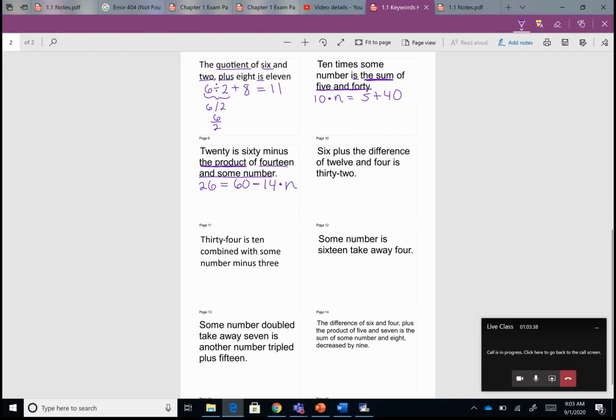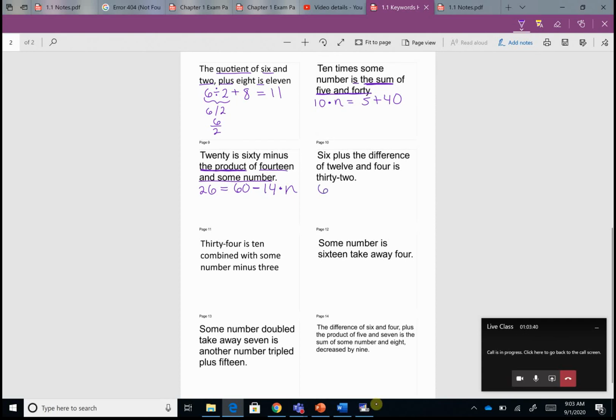Number 12, we have 6 plus. Now we have the difference. The difference means we're going to subtract, and we're going to subtract the two things that follow it.